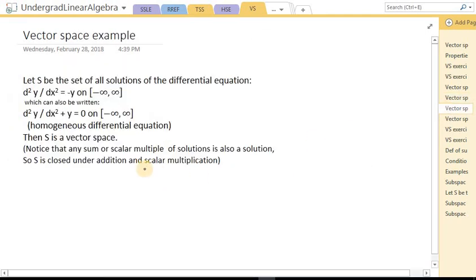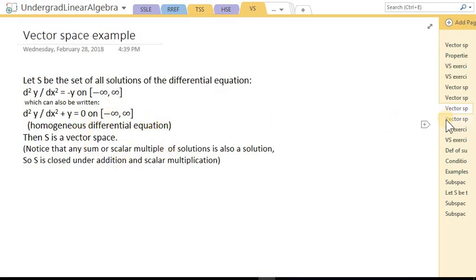Now here's a vector space that's quite different. Let S be the set of all solutions of the differential equation d squared y over dx squared equals minus y on minus infinity to infinity. Now if you have had differential equations, you know that this is a homogeneous differential equation. We can bring the y to the other side. Turns out that this is a vector space. Now, I'm not going to emphasize this because I'm not sure that everybody's had differential equations, but just to show you that vector spaces are more general than what we've looked at before.